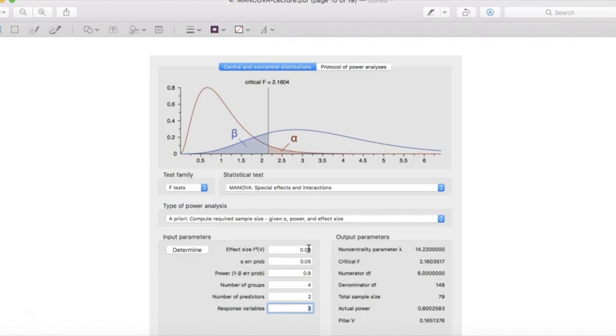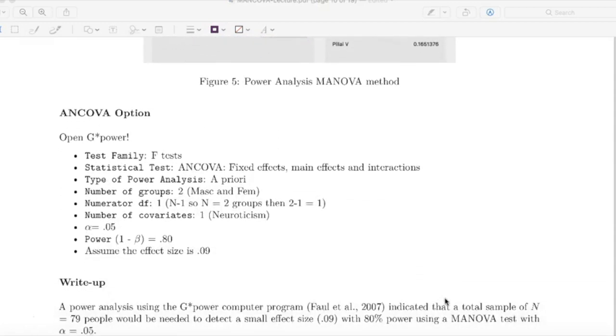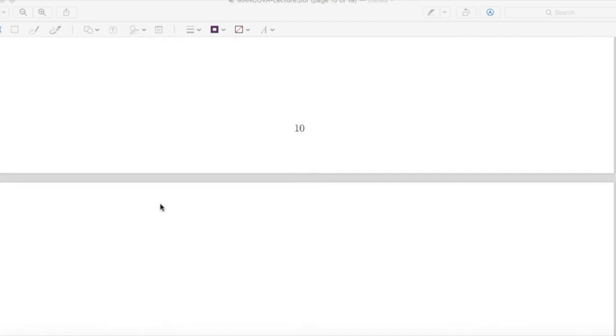And if you recall, it recommended 79 people, and we have 307, so we were cool. So for the MANCOVA, I'm just going to take the shortest path. I'm going to say I only have 2 groups, masculine and femininity, so my degrees of freedom would just be 1 and 2. I could have also said 4 and then used 3 here. But the more that we add to it, the more people it is going to want. I just wanted to simplify it here.